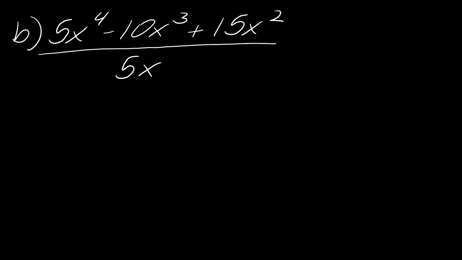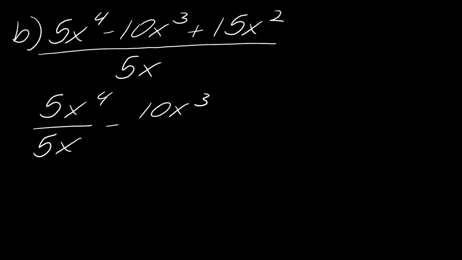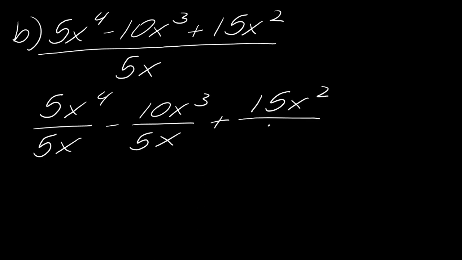If I move on to example B here, I've got 5x to the 4th minus 10x cubed plus 15x squared, all of that divided by 5x. I highly recommend that you pause the video here and just break this up into fractions and try this on your own. If I do that, I'm going to have 5x to the 4th over 5x minus 10x cubed over 5x plus 15x squared over 5x.